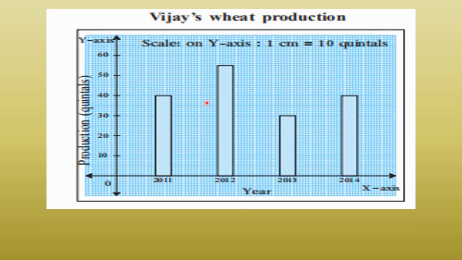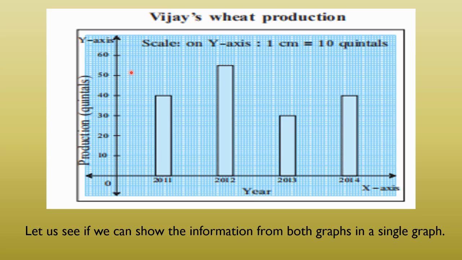This is Vijay's wheat production graph. Here on the y-axis you can see production in quintals. On the x-axis you can see year. The scale on the y-axis, 1 centimeter equal to 10 quintals, is given. So let us see if we can show the information from both graphs in a single graph.